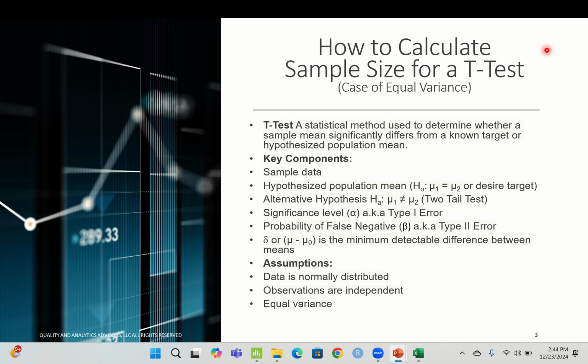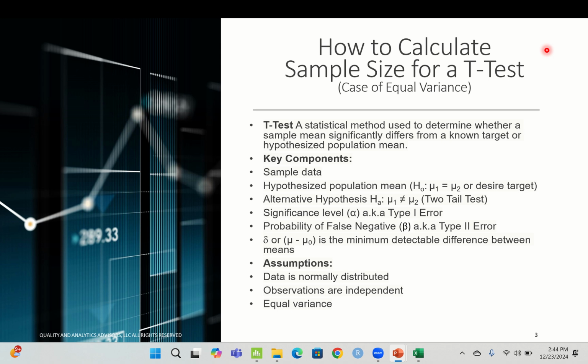Today we have prepared a video to teach you how to calculate sample size specifically for a two-sample t-test. We're going to see the case of equal variance. A quick refresher, a t-test is a statistical method used to determine whether a sample mean significantly differs from a known target or hypothesized population mean.